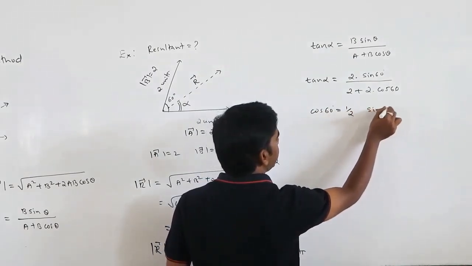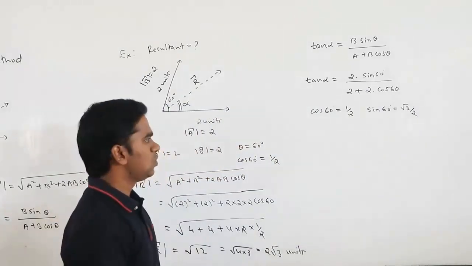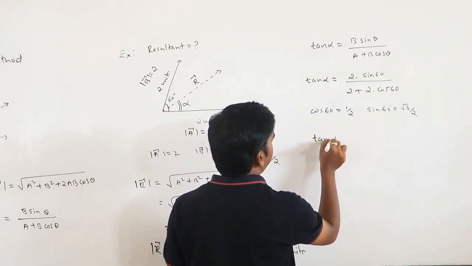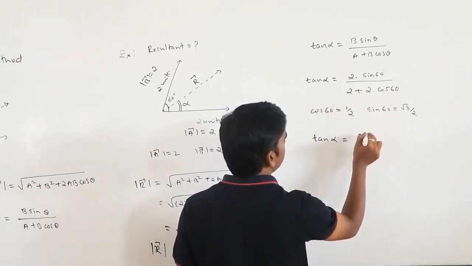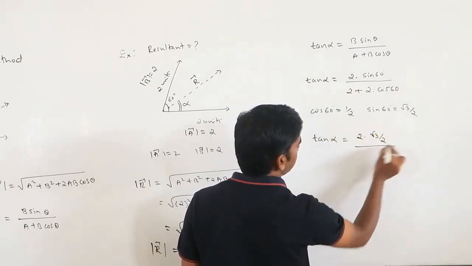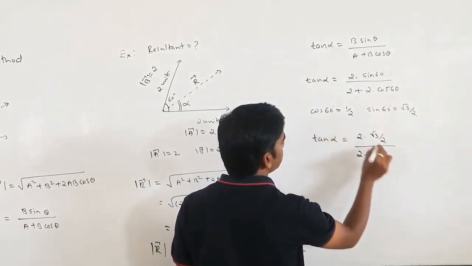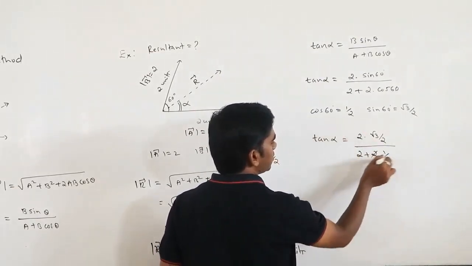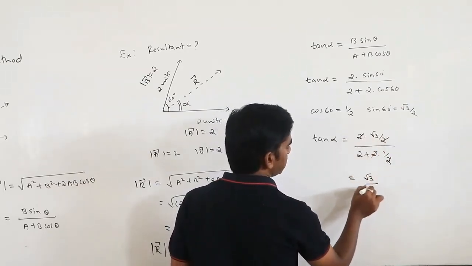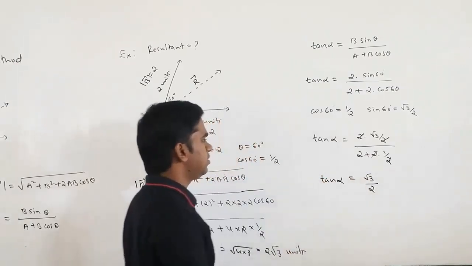So similarly, sin 60 is how much? Sin 60 is root 3 by 2. Okay. So now substitute here, tan alpha is equals to 2 into sin 60. Sin 60 means root 3 by 2 whole divided by 2 plus 2 into cos 60. Cos 60 is 1 by 2. Okay. So this 2 will get cancelled. What remains is root 3 by 2.